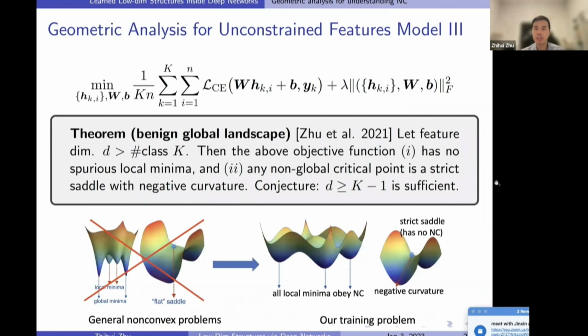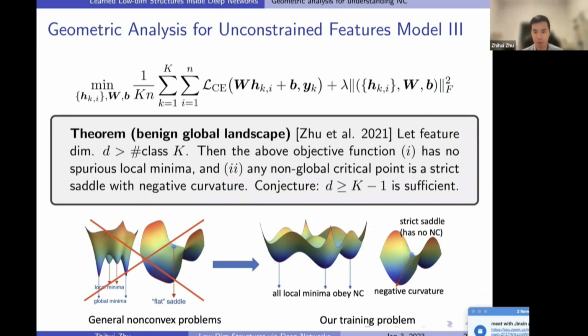We know from the previous lecture that for a general non-convex problem, which is the case here, we not only have global solutions, we could also have local solutions. And we could also have a very flat saddle point, which means if we run gradient descent, we may easily get stuck at this point.